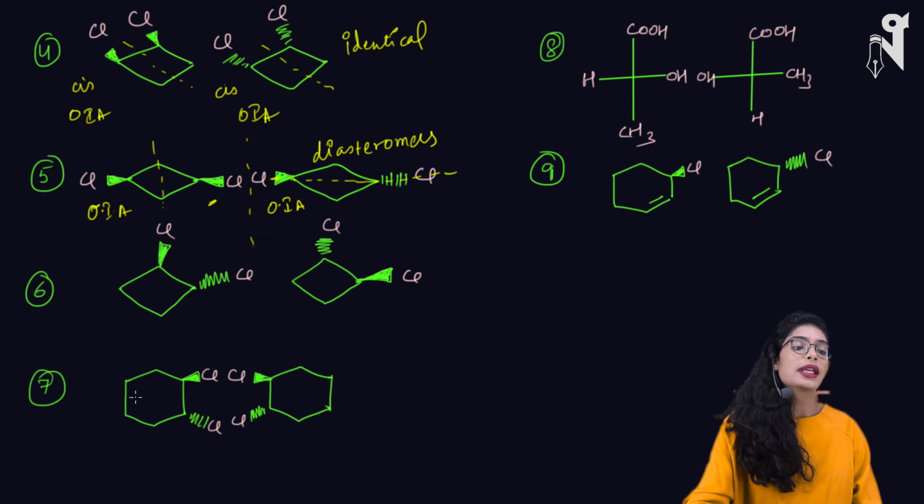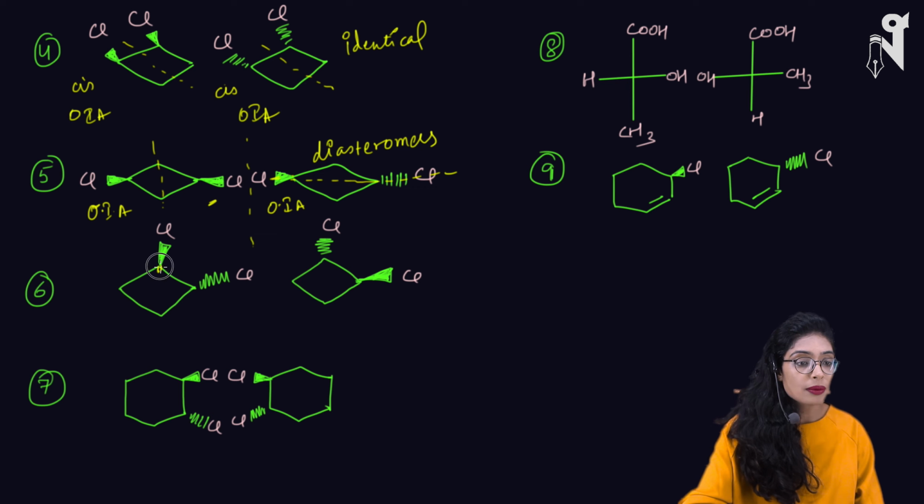Okay. Now look at the next one. In the next one, first of all, let's figure out whether these are optically active or not. So this carbon and this carbon are chiral. Now we have to see whether the plane of symmetry is there or not.